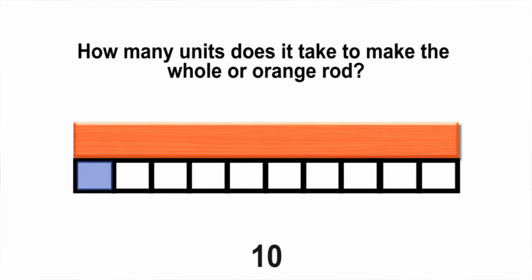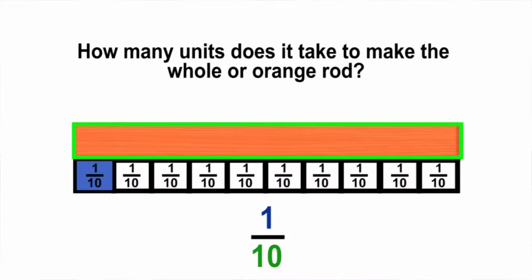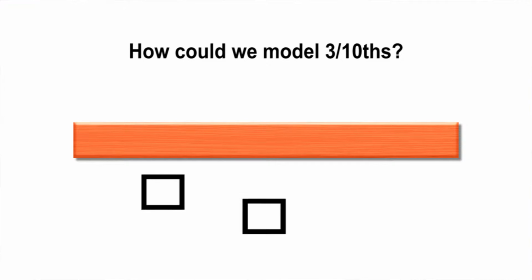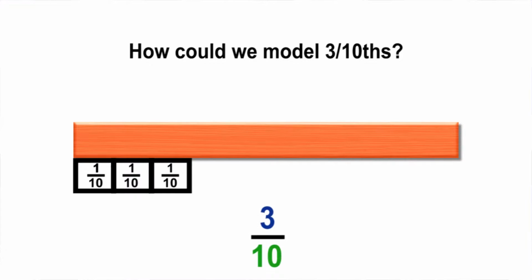What is the value of one cube in relation to the rod? The white cube is one of the 10 total cubes, so it is 1/10 of the whole. How could we model 3/10? If we line up our units, that would be 1/10, 2/10, 3/10, or 3 iterations of 1/10. 3/10 is 3 1/10 units being counted, and it takes 10 cubes to make the whole.